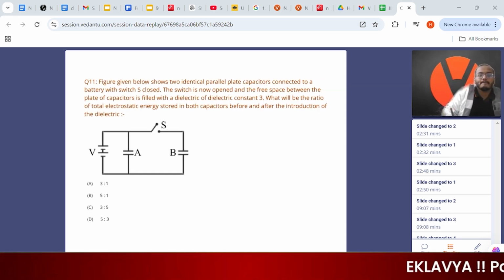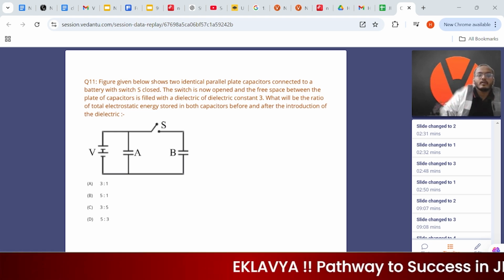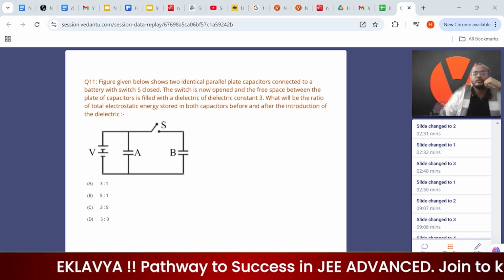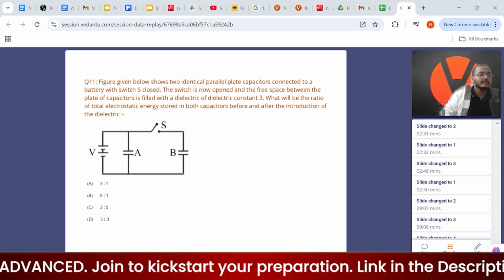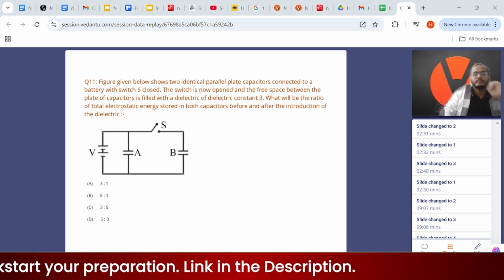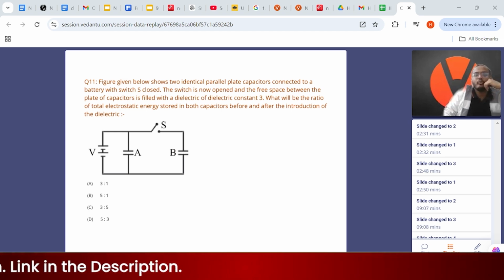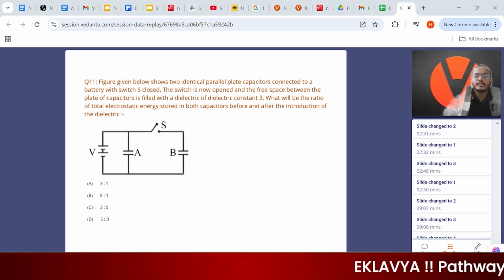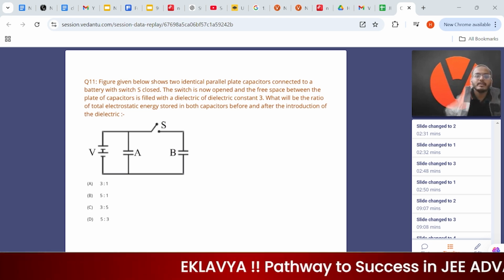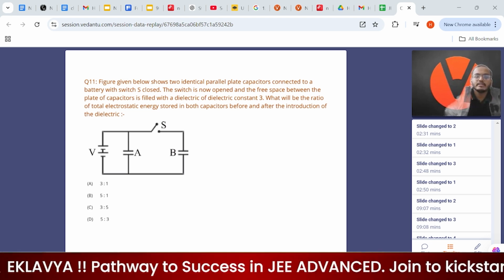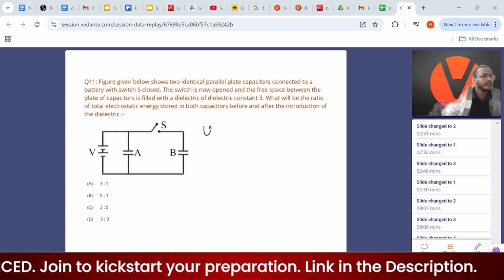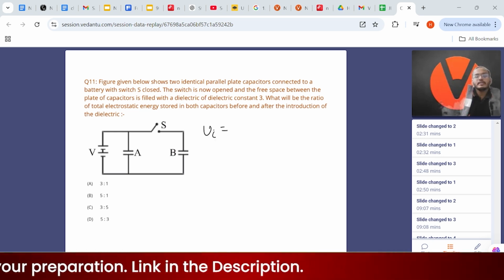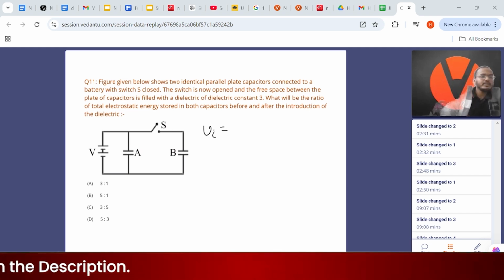Now, the figure given below shows two identical parallel plate capacitors connected to a battery with a switch that is closed. The switch is now opened and the free space between the plates is filled with a dielectric of constant 3. What will be the ratio of total electrostatic energy stored in both the capacitors before and after introduction of the dielectric?